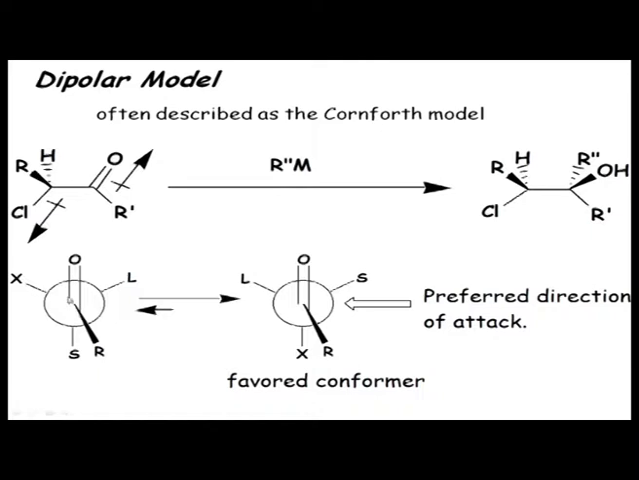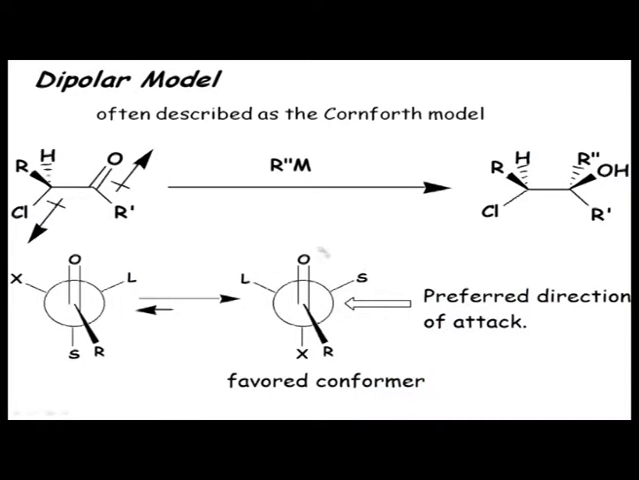So, this is the Cornforth model. Earlier Cram said that L should be opposite to the carbonyl, but now according to this model, X should be opposite to the carbonyl in order to have less repulsion. So, ultimately if that is the case, then wherever the S is, from that side the nucleophile will attack and you will get the product. Okay. We will do some problems now to show the application of this.